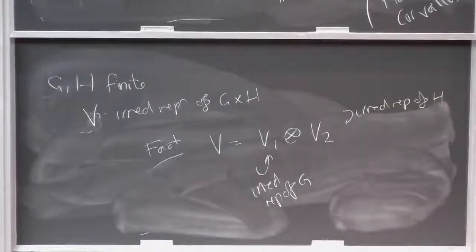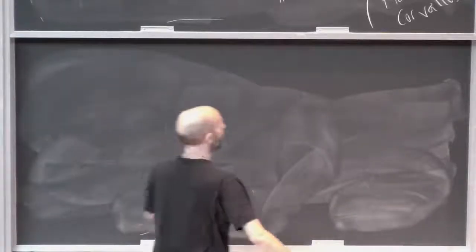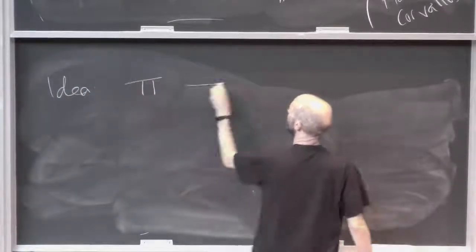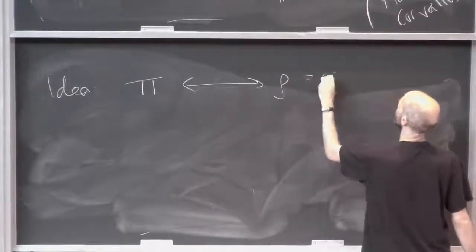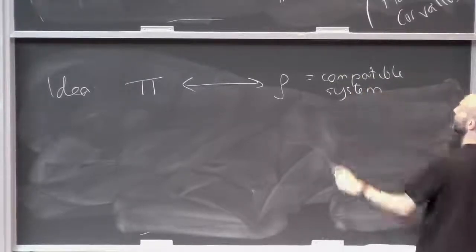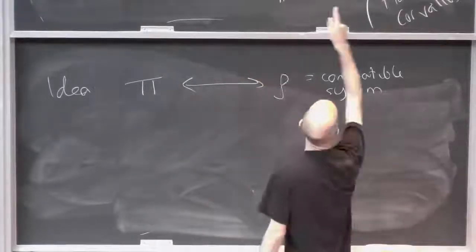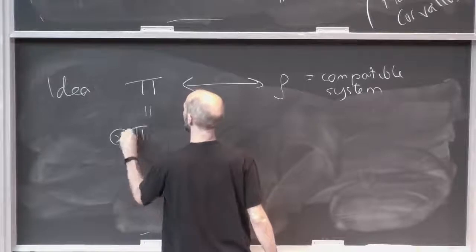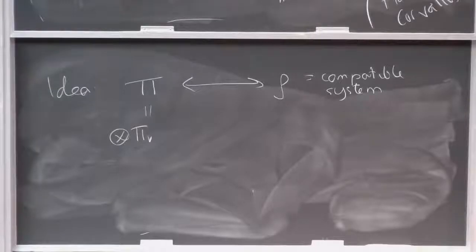These pi v's, here's the idea. If my automorphic representation pi is supposed to correspond to a compatible system of L-adic Galois representations rho, then pi, because this is going to be an irreducible representation of GL2 of the adeles, is going to factor as a tensor product of pi v's, where these pi v's are things we've seen before. These are representations of GL2 of a local field.